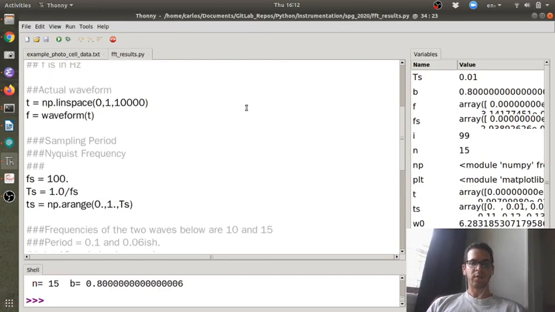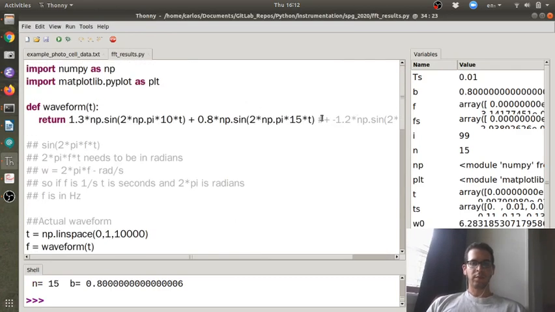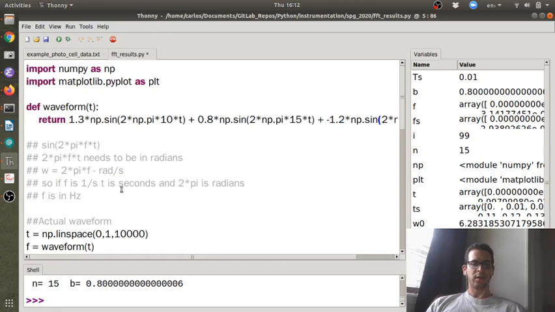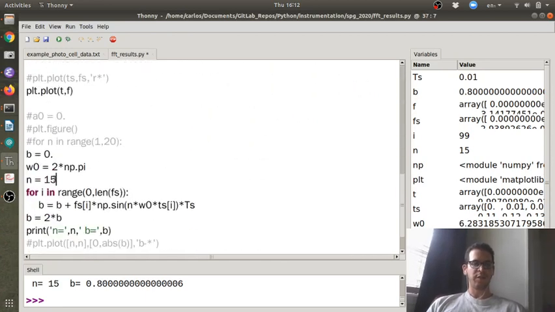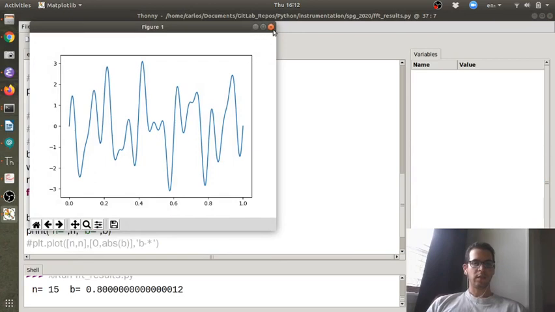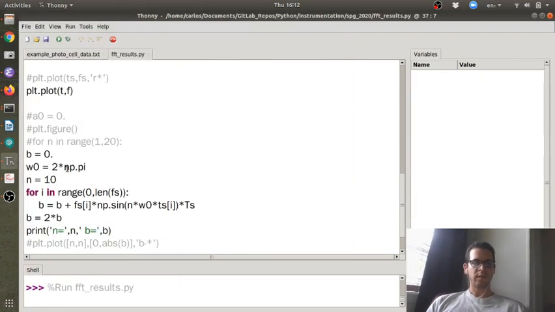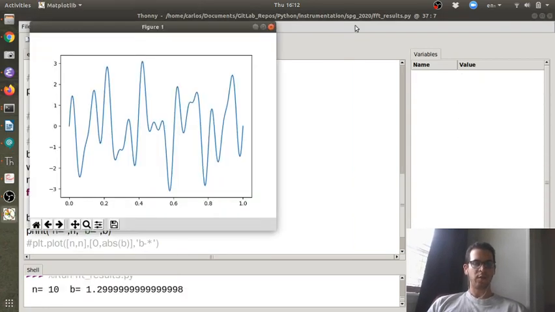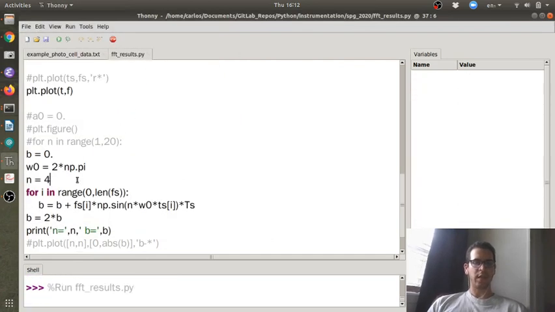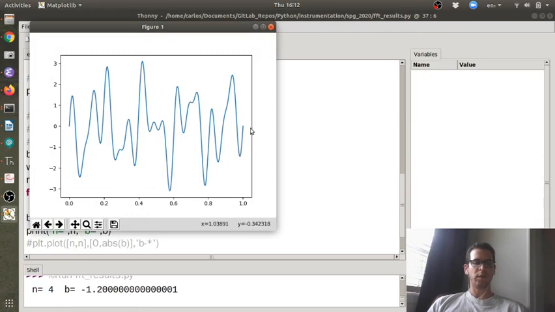So let's grab a third frequency. So let me do negative 1.2 and a frequency of 4. So now let's go through my different frequencies. So at 15, I should have 0.8. At a frequency of 10, I should have 1.3. And at a frequency of 4 now, I should have negative 1.2.